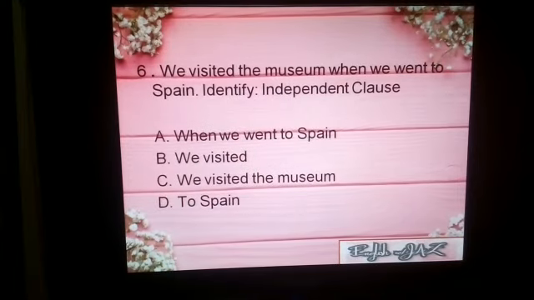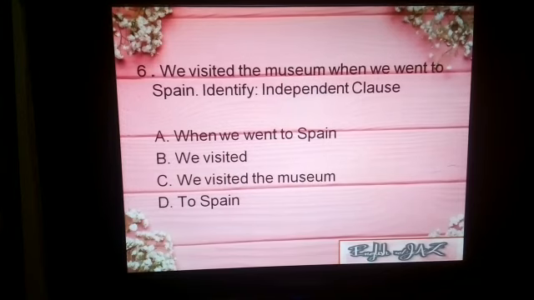We visited a museum when we went to Spain. Identify the independent clause. Letter A, when we went to Spain. Letter B, we visited. Letter C, we visited the museum. Or letter D, to Spain.